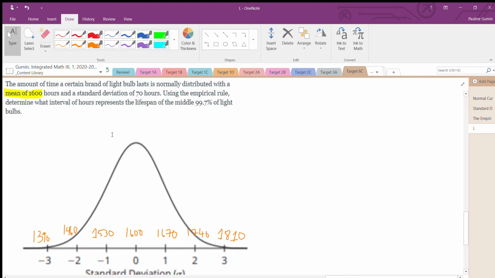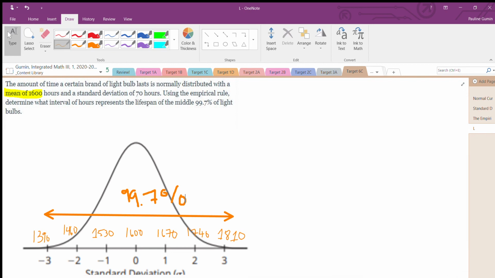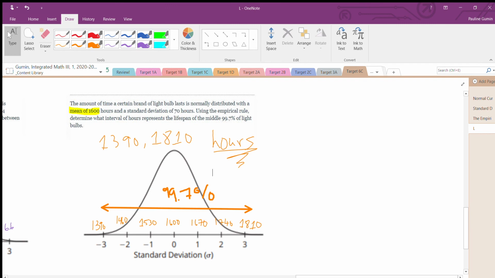We found out 99.7% is from -3 to +3. That's 99.7. Look at how chunky that is. So our lifespan goes from 1,390 to 1,810 hours. And that's about it.